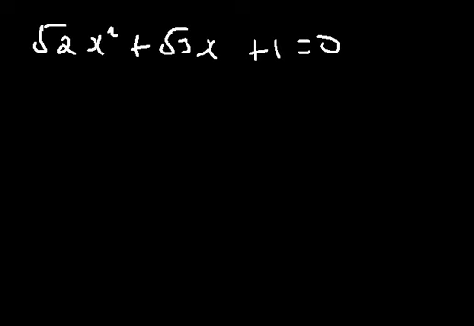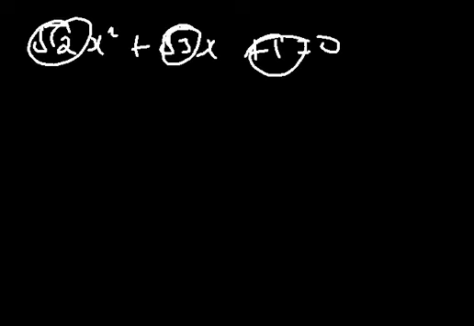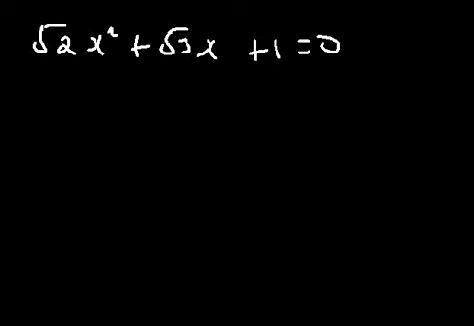And also have this one out as well. Let's say we have the square root of 2 times x squared, plus the square root of 3 times x, plus 1, which is equal to 0. This is the a, this is the b, and this is the c. So try to work that one out at your own time.